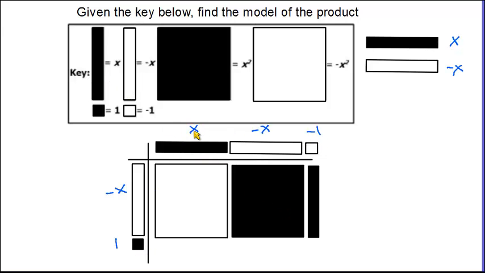1 times x is equal to positive x. So I'm going to use this model. And then positive 1 times negative x is again negative x. 1 times negative 1 is equal to negative 1. So this will be the model of the product.